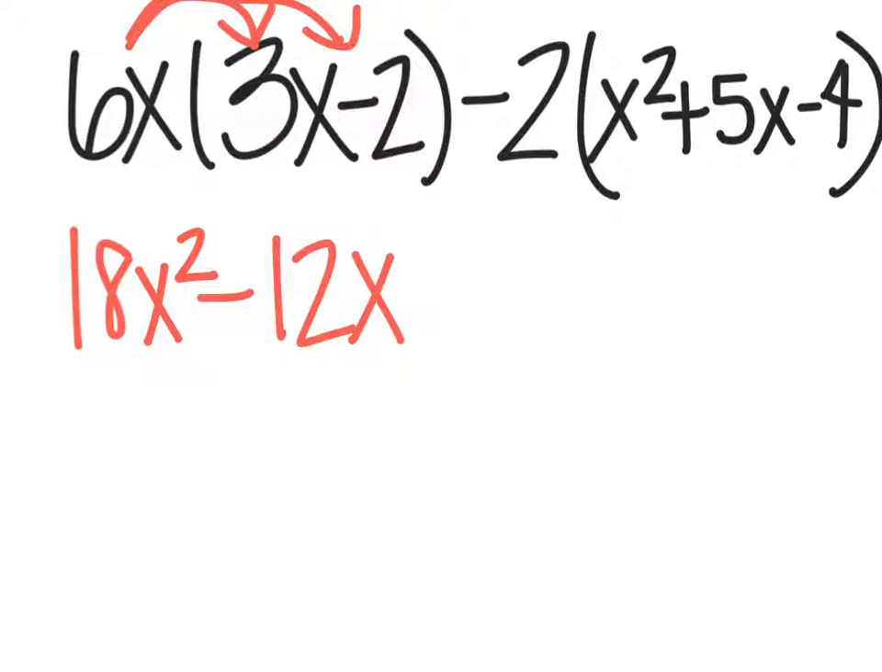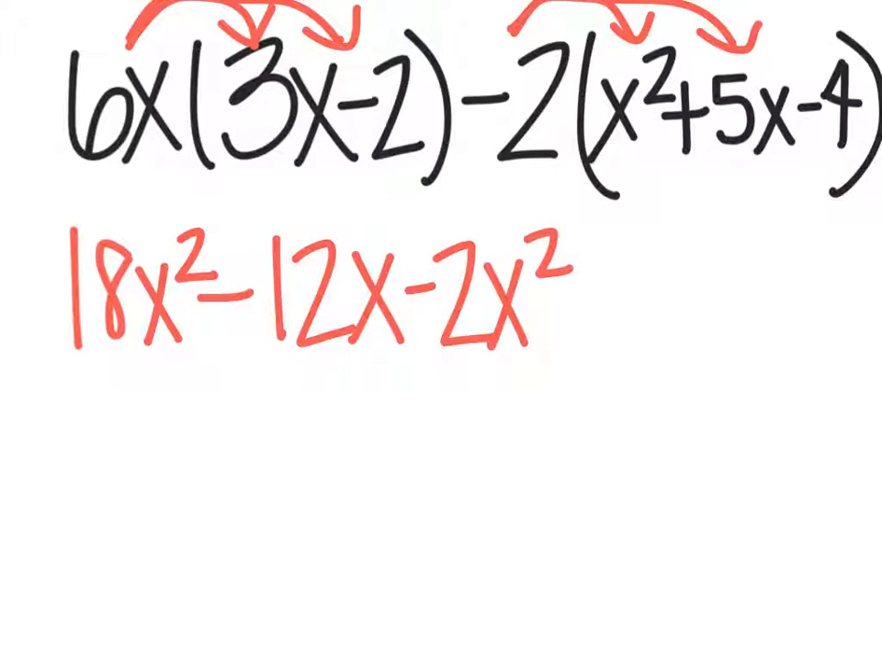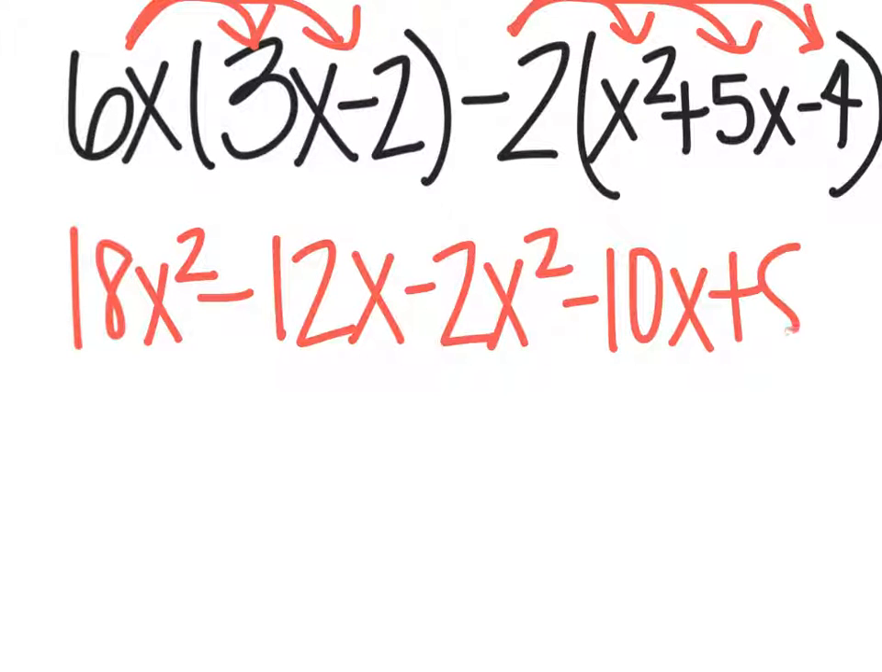And then I keep distributing my negative 2. Now, negative 2 times x squared is negative 2x squared. And negative 2 times 5x would be negative 10x. And negative 2 times negative 4 is a positive 8. So I have a bunch more terms this time, but that's okay. We're just going to look for what we combine together.